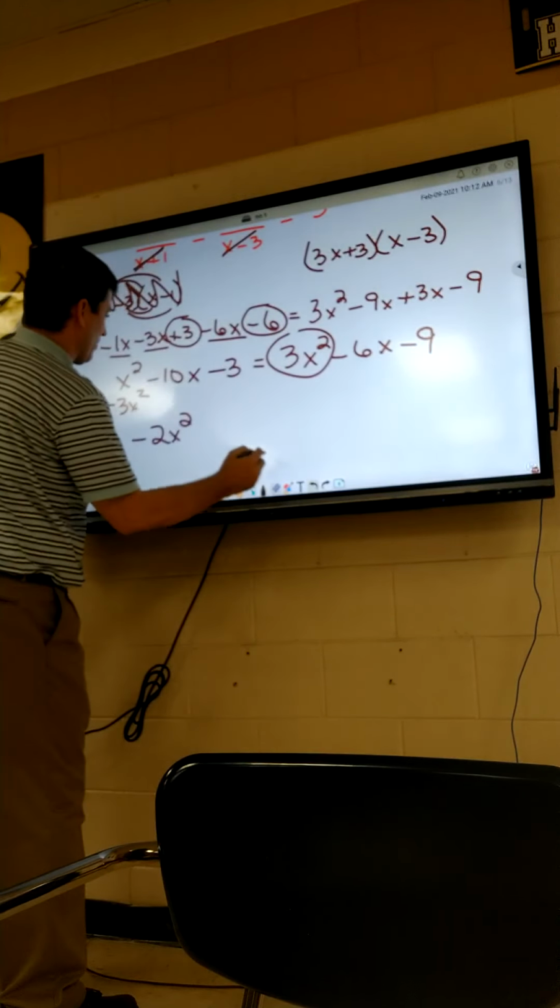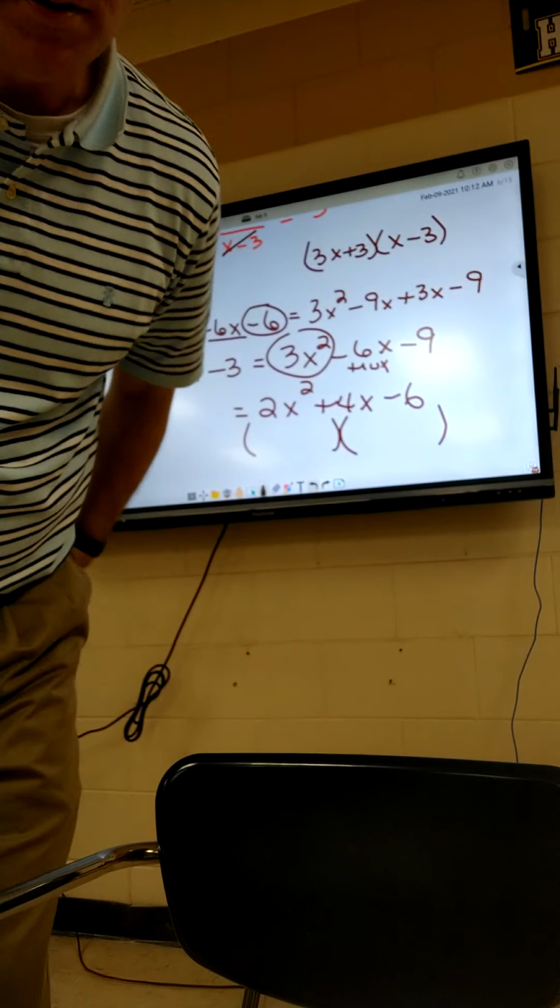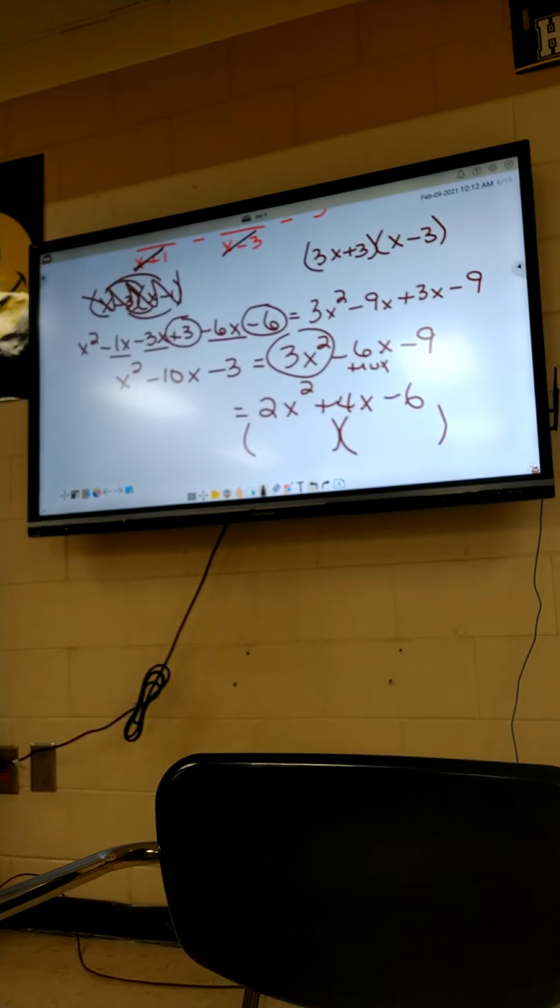So what I'm going to do is move this x squared over there, and that'll be positive 2x squared. -10 would be a positive 10. That gives me 4 minus 6. All right, so we factored this out this morning, first block. So you guys factor that out and let's see what you get.